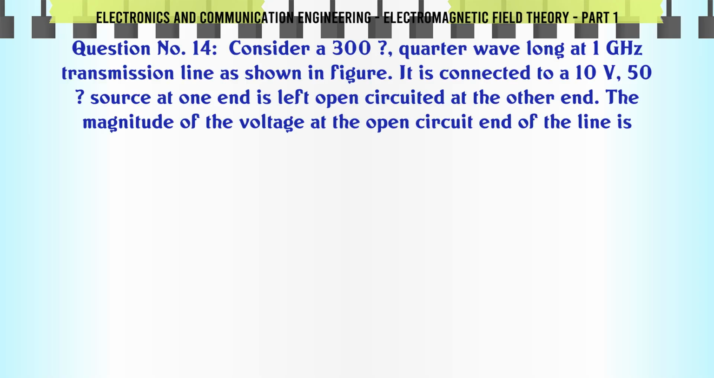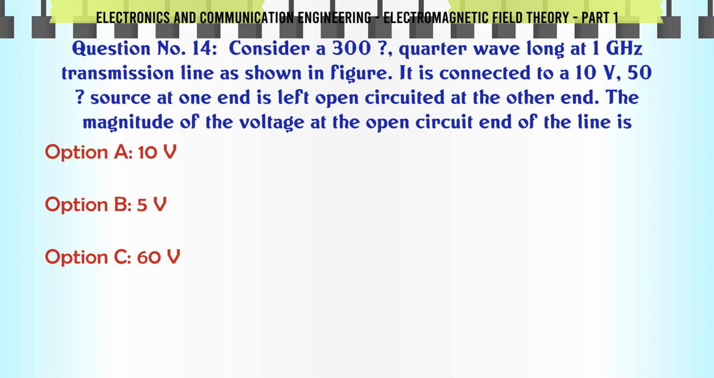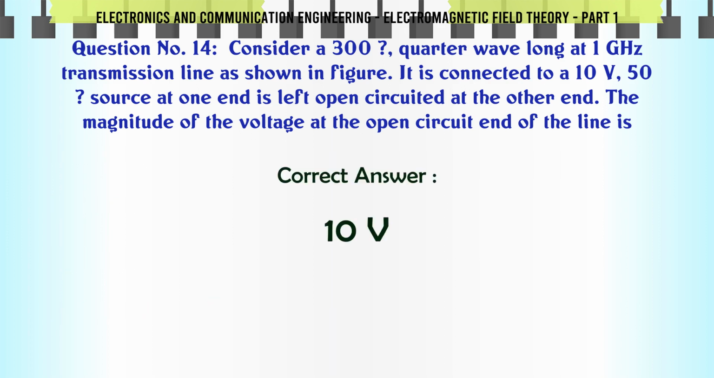Consider a 300 Ω quarter wave long at 1 GHz transmission line as shown in figure. It is connected to a 10 V, 50 Ω source at one end and is left open circuited at the other end. The magnitude of the voltage at the open circuit end of the line is A 10 V, B 5 V, C 60 V, D 67 V. The correct answer is 10 V.